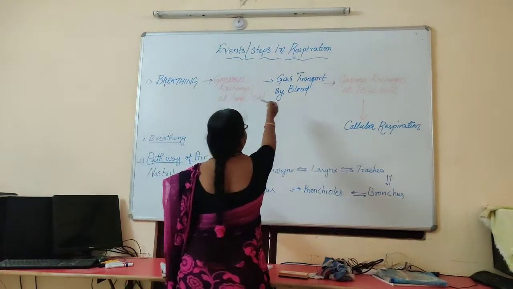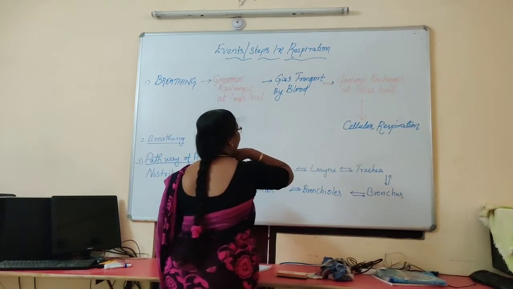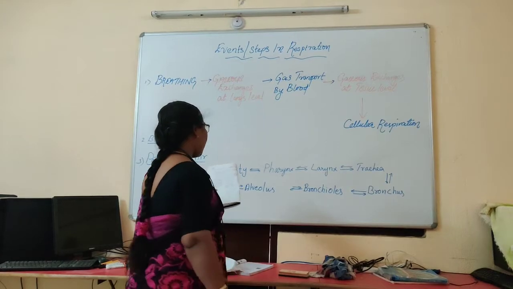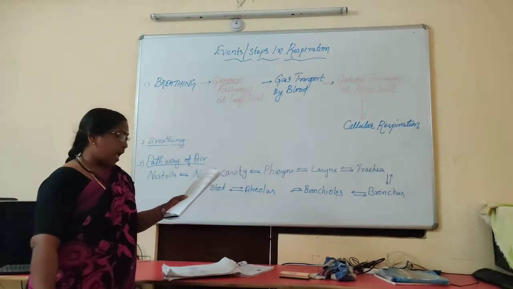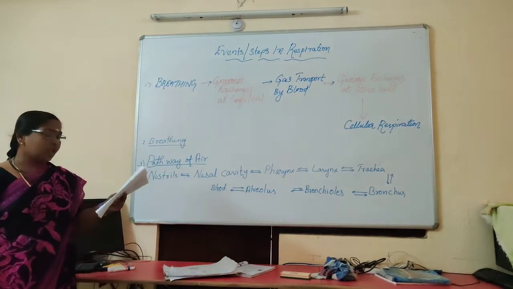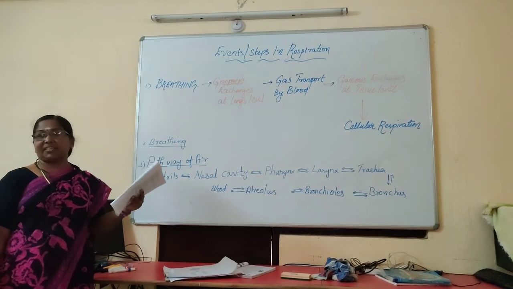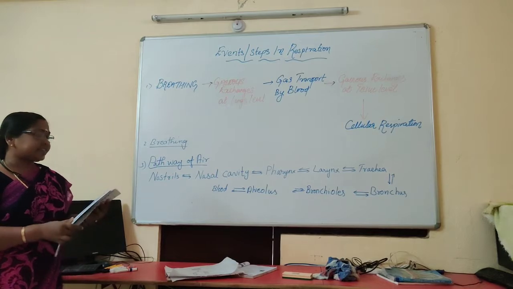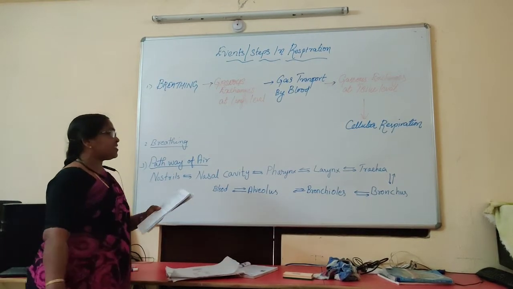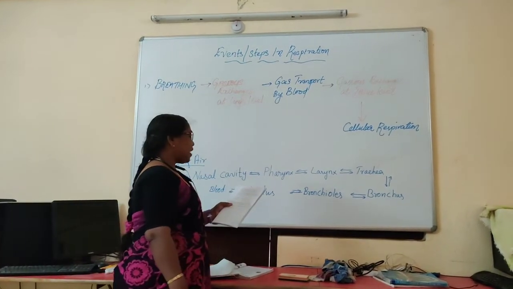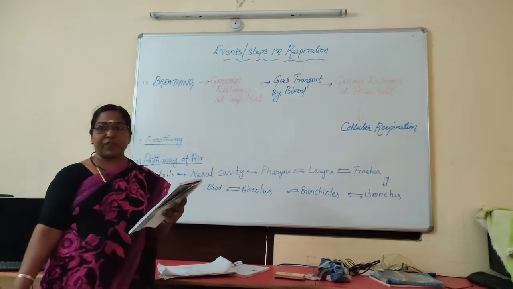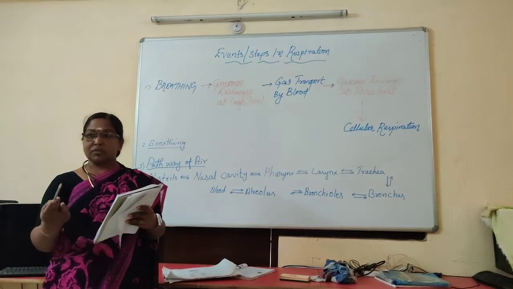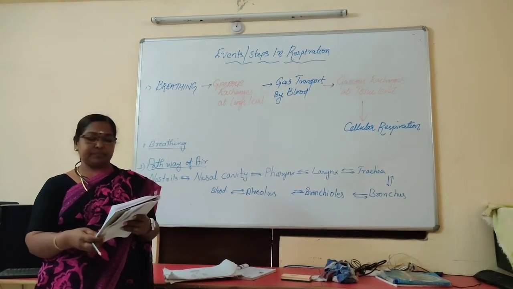Next part is gas transport by blood. Transport of oxygen from the alveoli through blood capillaries to the cells, and return of carbon dioxide. Next, gaseous exchange at tissue level: exchange of oxygen from blood to cells and carbon dioxide from cells to blood.